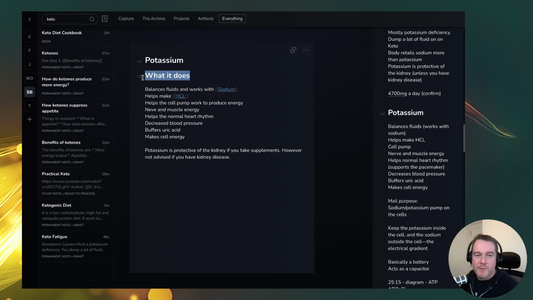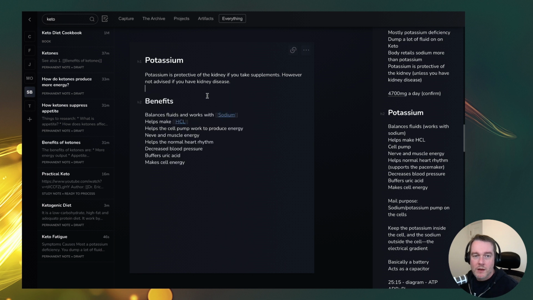Okay, right. It's really benefits, isn't it? Benefits of potassium. There we go. Main purpose. So sodium and potassium are the pump on the cells. Main purpose of potassium: working with sodium, together they act as a pump on the cells.